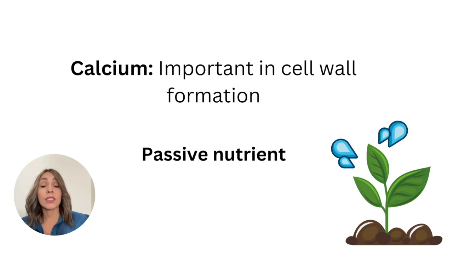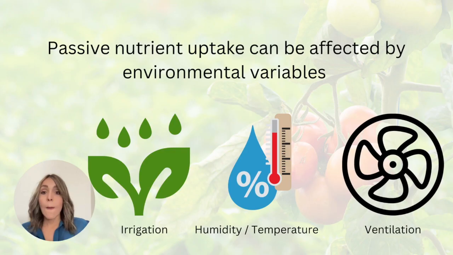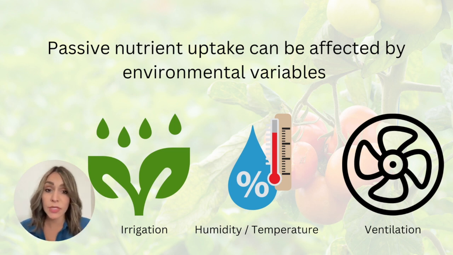And calcium is a passive nutrient. We already learned about this. Calcium is a passive nutrient, meaning that this nutrient is going to move within the water. Passive nutrient uptake can be affected by different environmental variables. Here we have some of them, not all of them, but at least the most common ones that we know can cause problems inside of greenhouses.